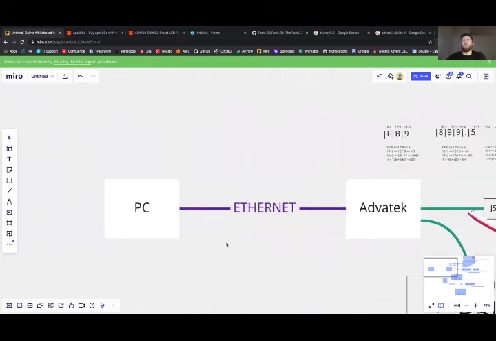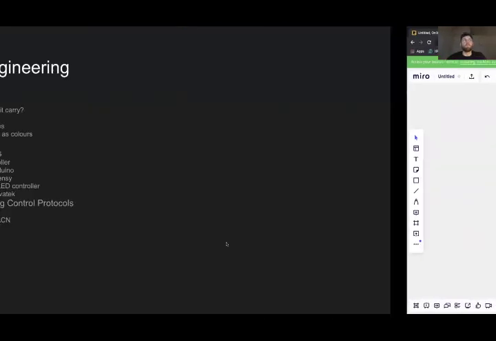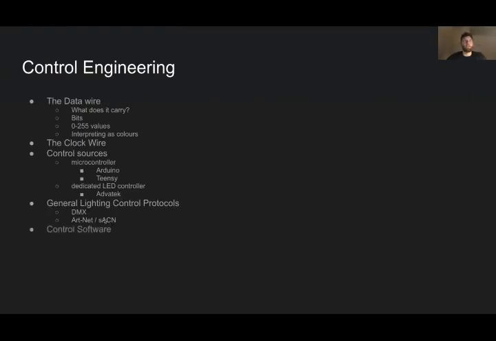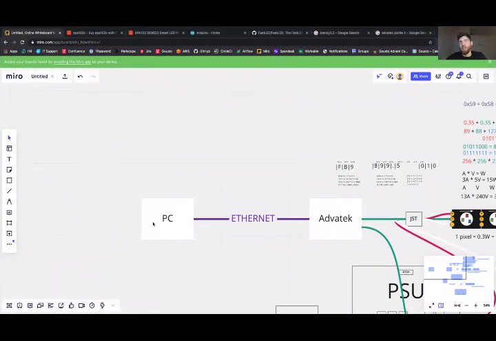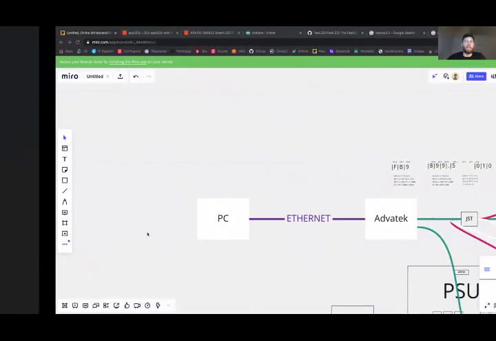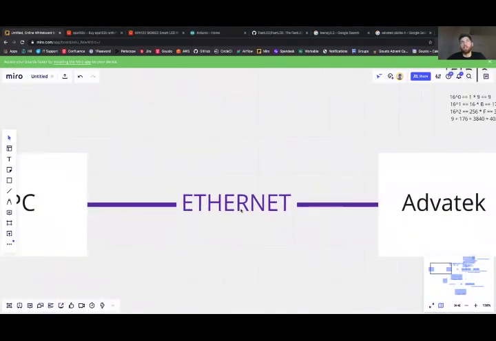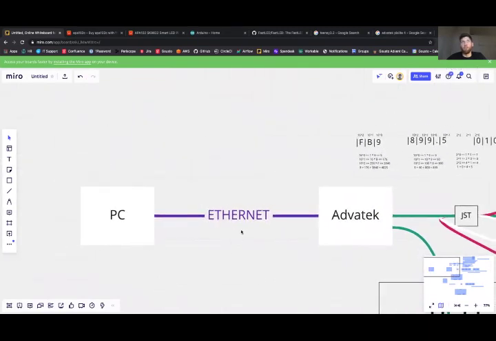So ultimately, DMX, ArtNet, and streaming ACN are general lighting control protocols that are found all around the industry. DMX carries a signal over a specific type of cable. ArtNet and streaming ACN are an adaptation of DMX to work over an Ethernet cable and through a network communication protocol. So typically in the modern world, you're going to be using ArtNet or streaming ACN, sACN.